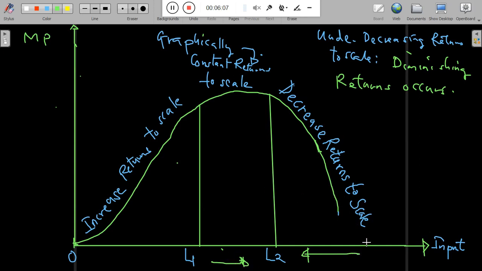So that is how we present the graph on the types of production functions. So thank you.